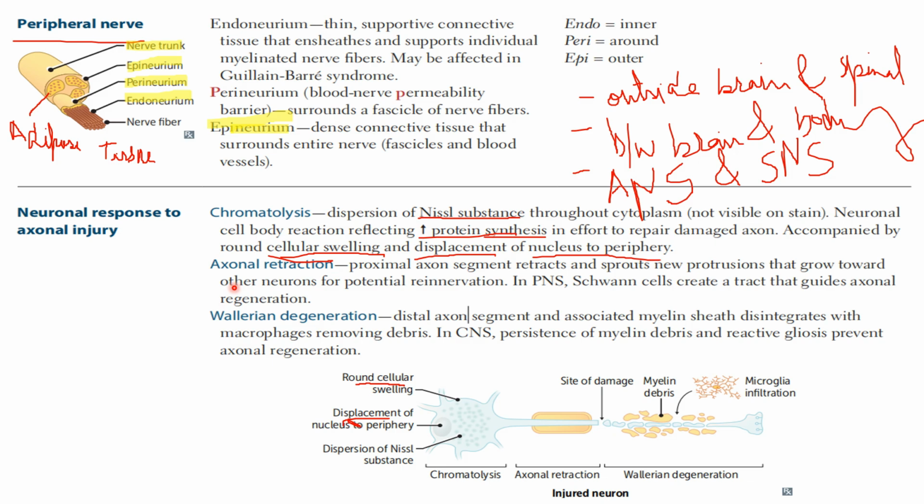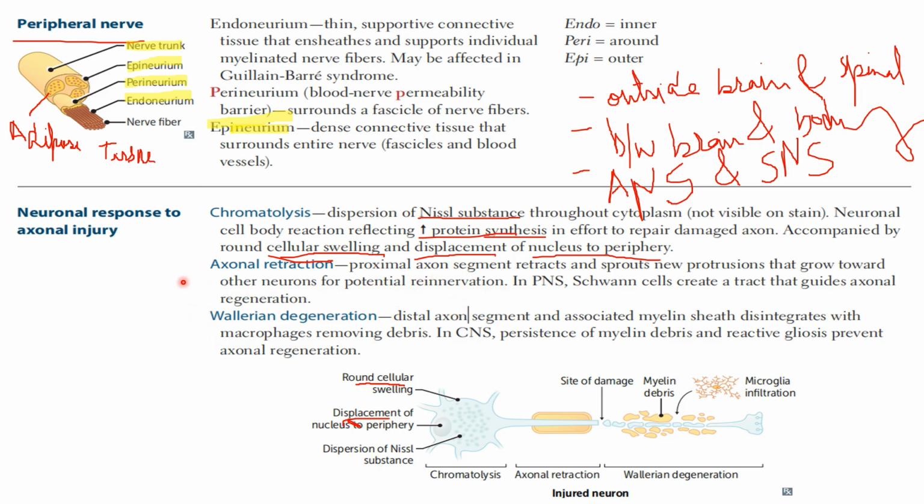Axon retraction is when the proximal axon segment retracts. So the proximal, the starting one, the proximal axon segment is going to retract, as you can see the small one, and sprouts new growth. You can see that the new one is growing out of it, growing towards other neurons for potential reinnervation, for a new supply to the nerve. So that's what they're talking about.